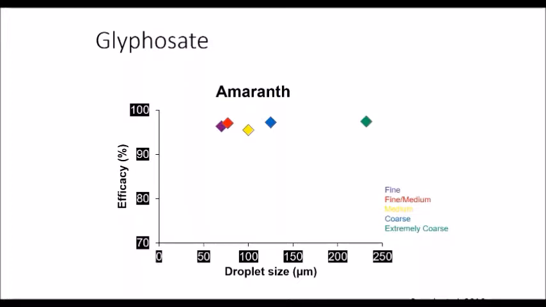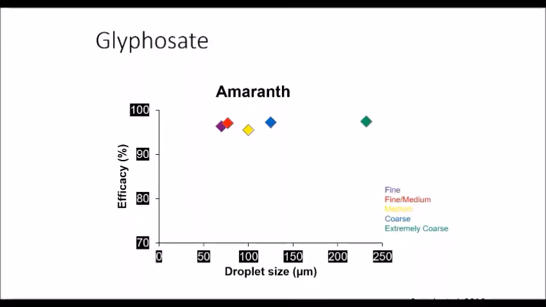Now, what we have here, we've plotted the droplet size on the x-axis. This is the DV10 value. So if you're thinking that a 250 micron droplet is extremely small for an extremely coarse, you'd be correct.